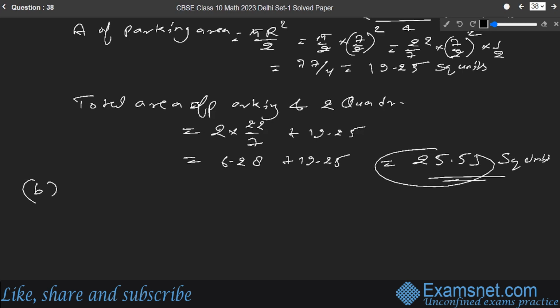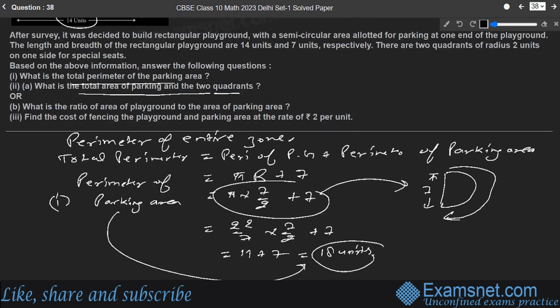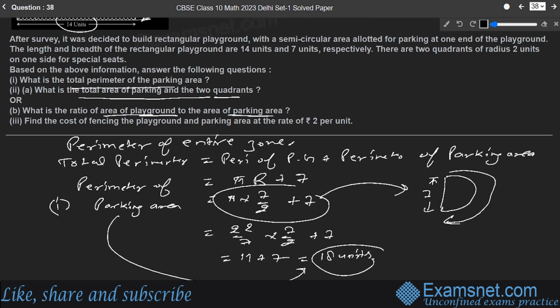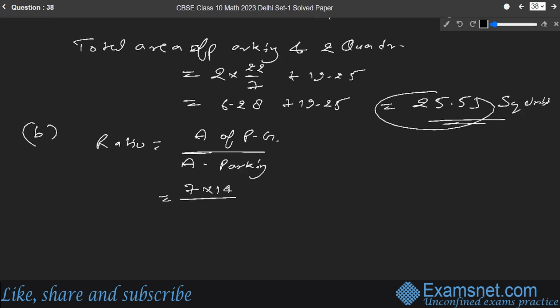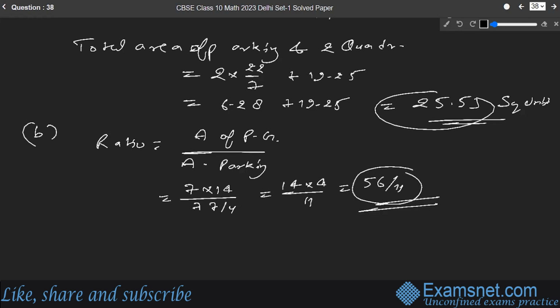There is one more part given in B. What is asked in the B part is the ratio of the area of the playground to the area of the parking area. We know both the areas now, so we can easily find the ratio. The area of the playground is length into breadth, that is 7 into 14. The area of parking we just calculated is 77 by 4. So 14 into 4 by 11 is nothing but 56 by 11. That is the required ratio, 56 by 11, as asked.